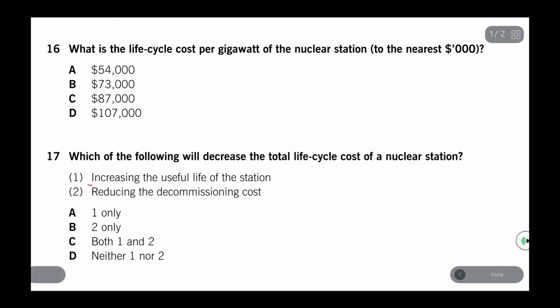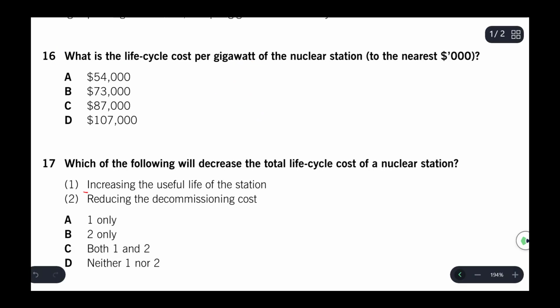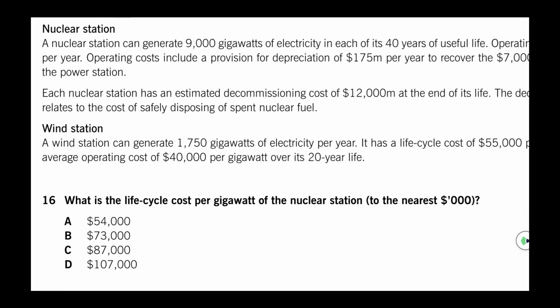Let's do 16 together. What is the life cycle cost per gigawatt? Cost per gigawatt. So let's recognize it's something over something. Life cycle costs will be all of the costs associated with developing, producing, and shutting down this nuclear station, divided by the total gigawatts that will be produced over that life. So we've got to get two things here. Now, if we go up to the scenario, let's find the costs. We're only talking about the nuclear station, guys.